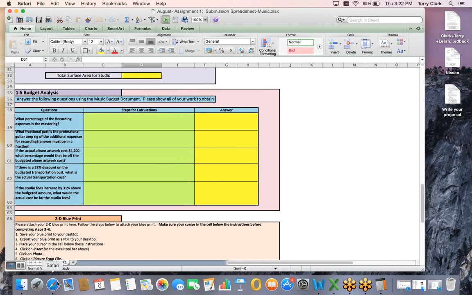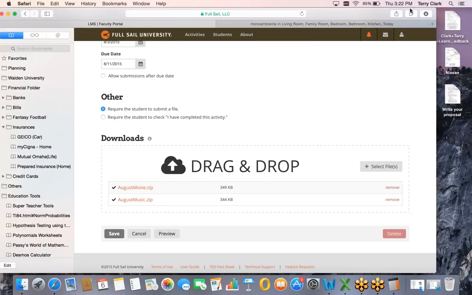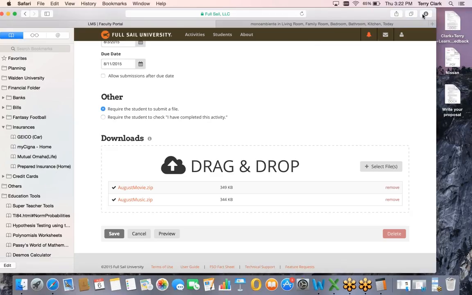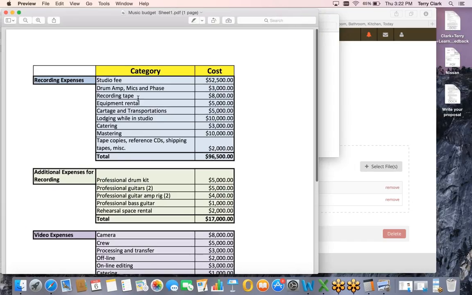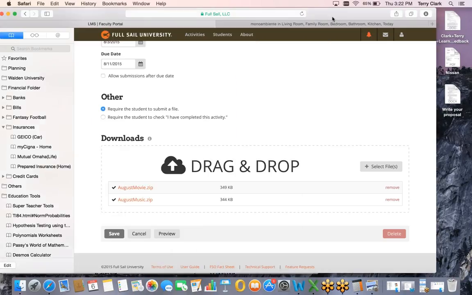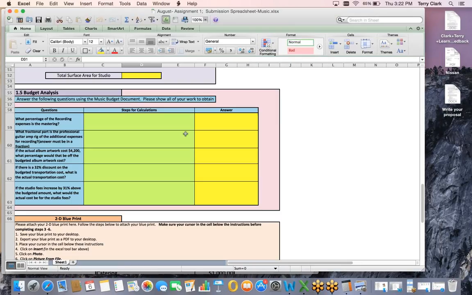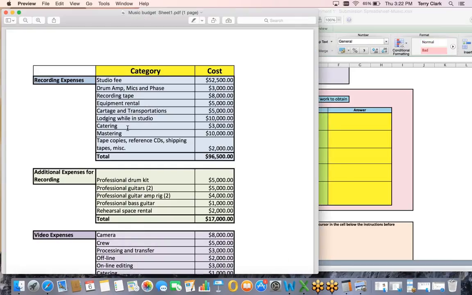All right, let me go right here. Let me go into what I pulled out. Okay, so I'm going to go here, and then it gives me a music budget sheet. So that budget sheet is in the zip drive, right along with everything else. Okay, so when I look at the question, it says, what percentage of the recording expenses is the mastering? Okay, so I'm looking at mastering, which is right here.